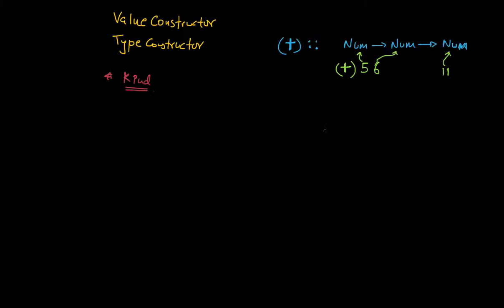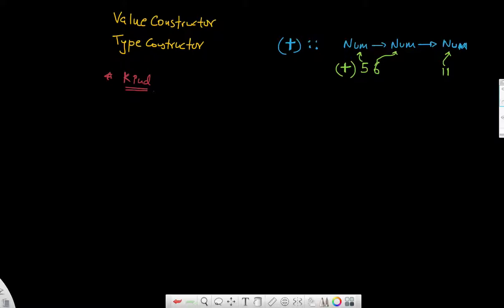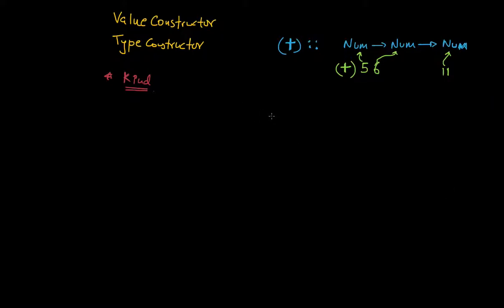Now, this is all fine. This is all good. Can I just give you one more example? Let's see if I created my own type. Let's say data. This is actually already in Haskell, but let's say data Maybe a equals Just a or Nothing. Okay, so what's happening here?